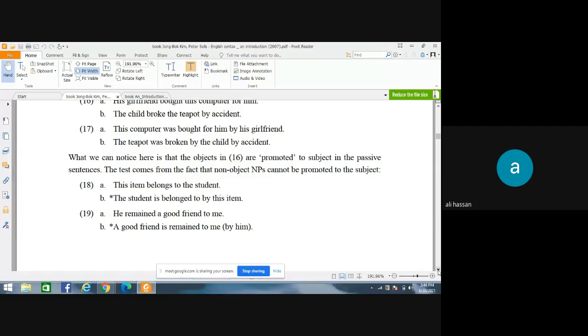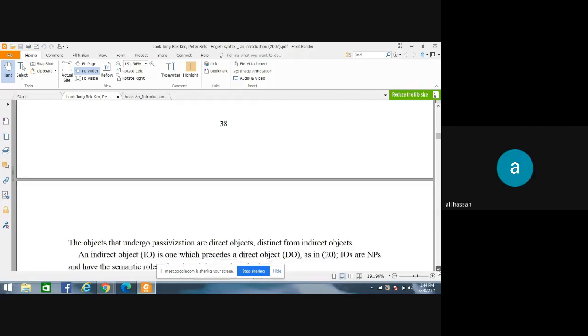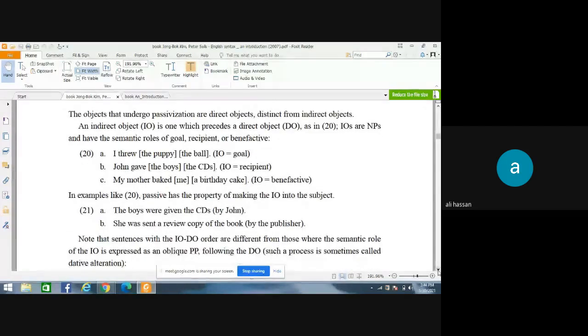19A. He remained a good friend to me. A good friend is remained to me by him. Again, it cannot be changed, because good friend is not the object. The objects that undergo passivization are direct objects, distinct from indirect objects.